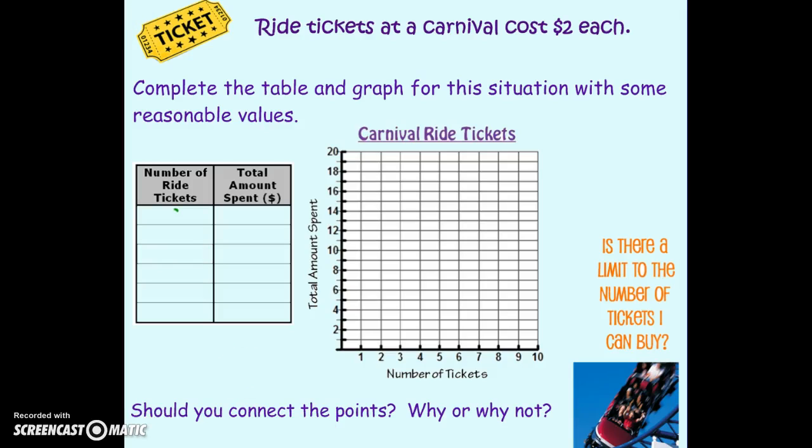Okay, we're going to go ahead and start with this situation about ride tickets at the carnival. I'm going to start with a table that if I have 0 tickets, then I've spent $0. If I buy 1 ticket, that would be $2 because they're each $2. 2 tickets would be 4. 3 tickets would be 6. Go ahead and fill in your table with me.